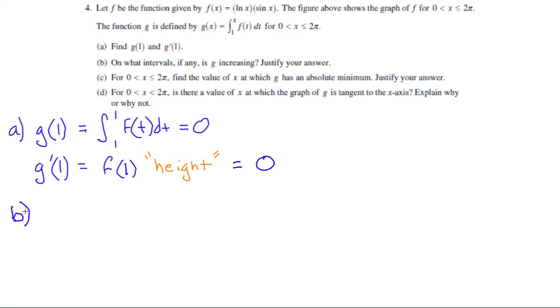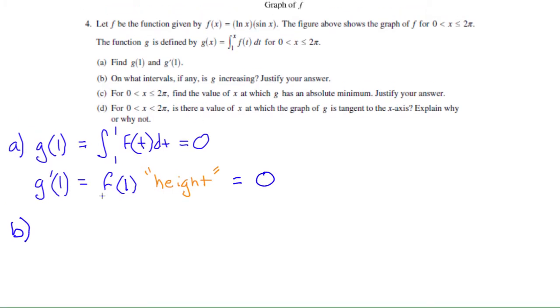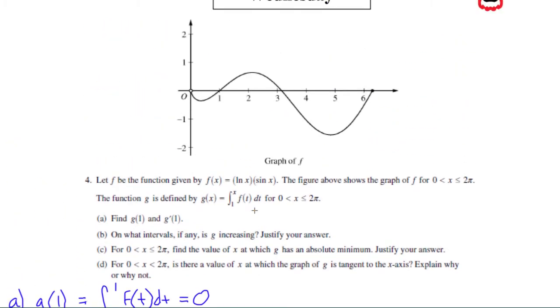On what intervals, if any, is G increasing? Okay, definition of G increasing. What does that mean? There it is, G prime greater than 0. Thank you, Sophia. Yeah. All right, and what is G prime again? G prime is? Height of f of x. Yeah, so where's the height greater than 0? So let's look for those intervals. That's pretty straightforward, right? The height is greater than 0 between 1 and that value, which we're going to have to find without a calculator.